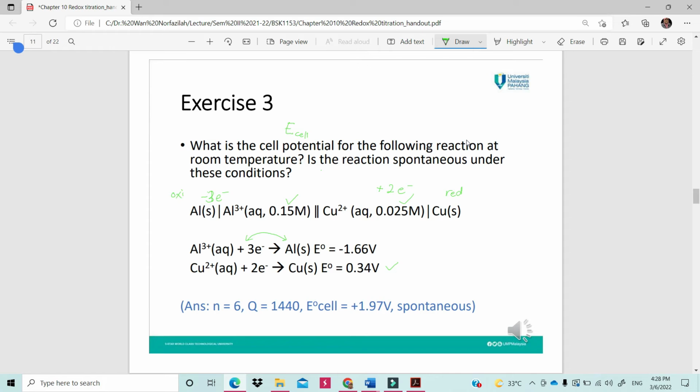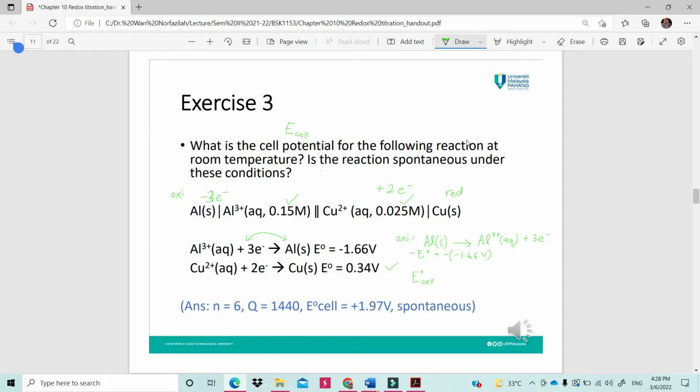For oxidation, it will be aluminium solid turns into aluminium 3 plus ion plus 3 electrons. And the E naught cell here will be negative E naught, equals negative 1.66 volt. So this one you are going to insert into this E naught cell.